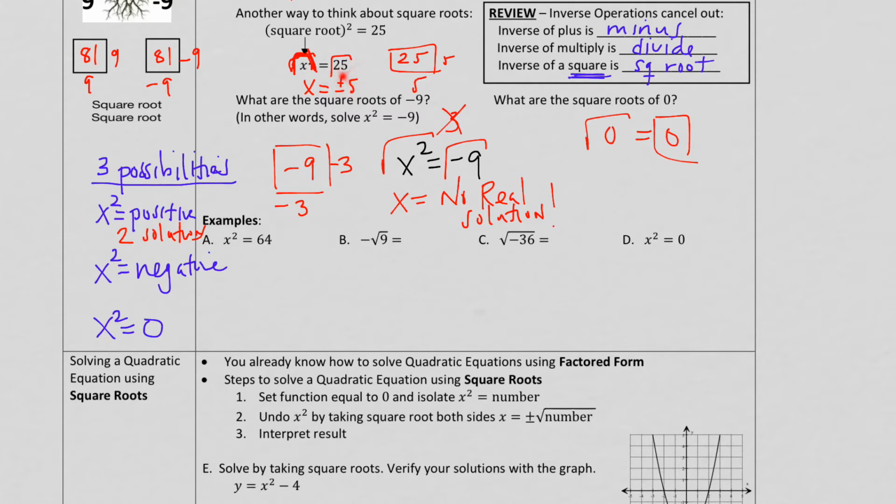Those are two solutions. Whenever x squared equals something negative, like in this case here, you're going to have no real solutions. And then lastly, whenever x squared equals specifically 0, like in this case over here, you have only one solution, and that one solution will be 0 specifically. Okay, with that, let's go and try some examples together.